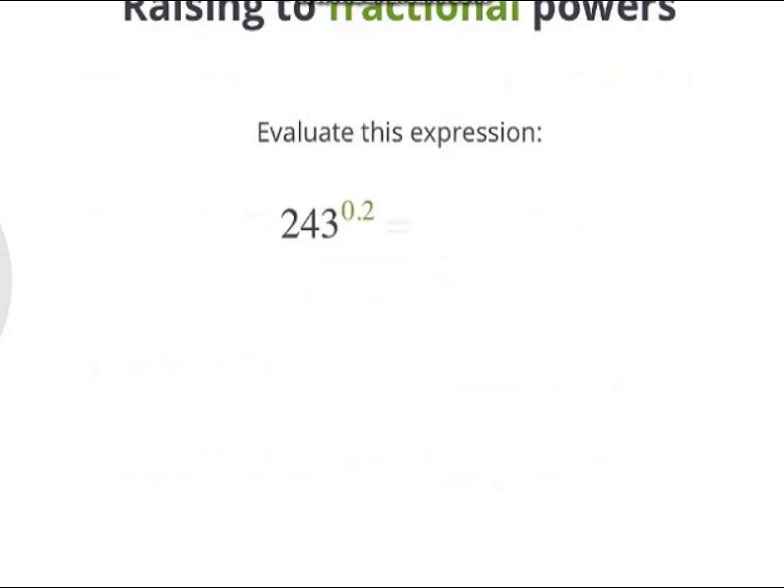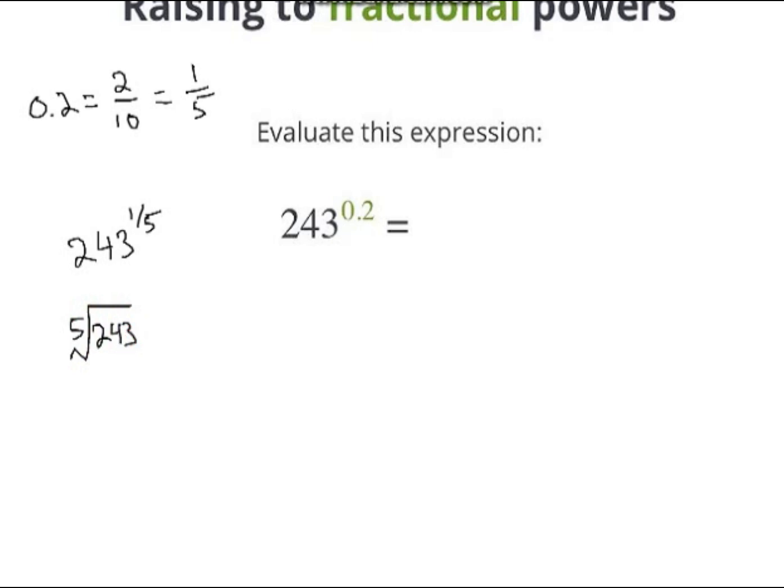So next, what's 243 to the 0.2? To get started here, you might want to rewrite 0.2 as a fraction. Remember, 0.2 is the same thing as 2/10, and 2/10 is the same thing as 1/5. So we can rewrite this expression as 243 to the 1/5 power. Another way to write that is as the 5th root of 243. Can you figure out what that is? Well, if you play around a bit, you'll see that 3 raised to the 5th power is 243. So the 5th root of 243 is 3.